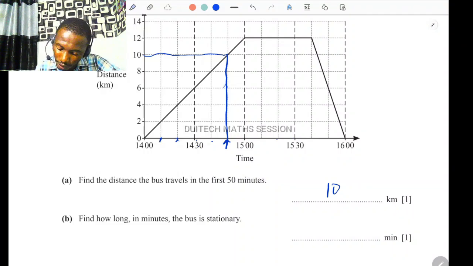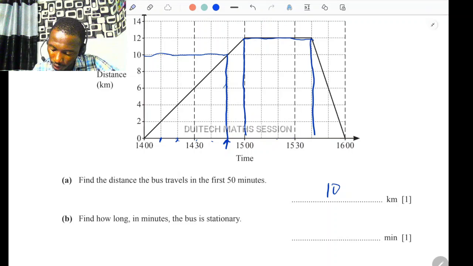To find how long in minutes the bus is stationary. The bus is stationary at this point. That's where the bus is stationary, so we're taking note of that point. So remember it's 10, 10. This is the area we're considering now. At this point, that's where the bus is stationary. It did not move. Here it was ascending. At this point it becomes stationary and it descended. Acceleration and retardation.